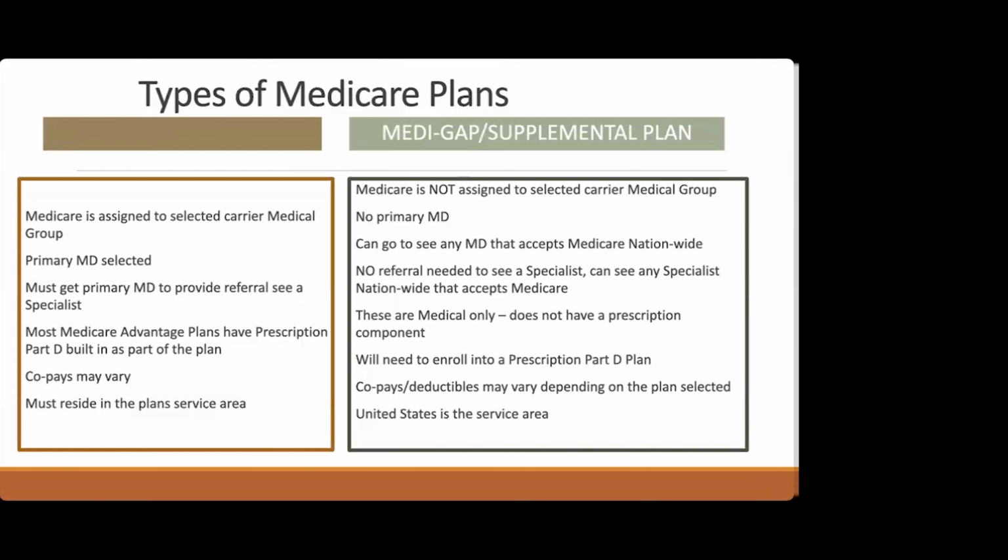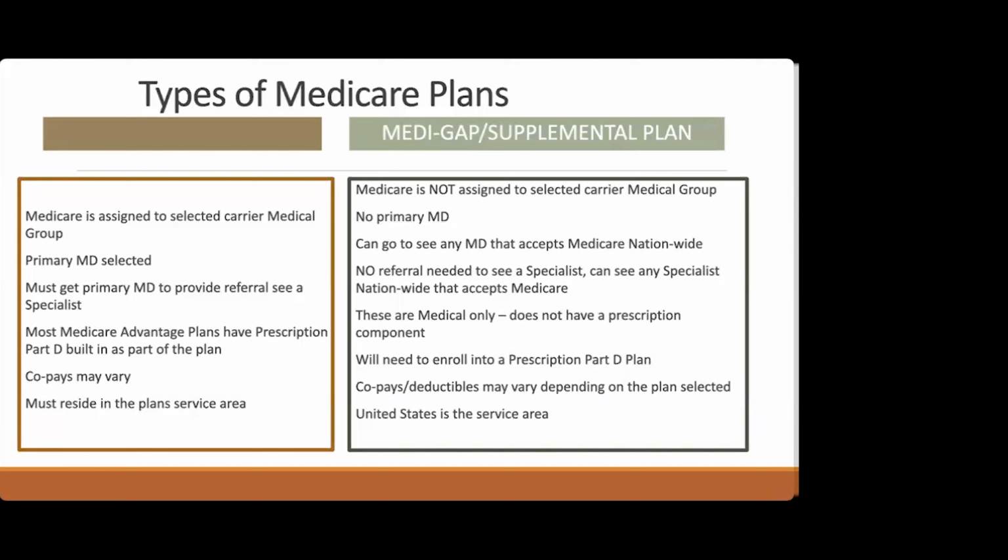Almost all of the Medicare Advantage plans that are out there also include a prescription Part D plan as part of a whole package deal. So you don't have to go out and purchase a separate prescription drug plan for Part D, and we'll talk about that in just a moment. Your copays can vary depending on the Medicare Advantage group plan that you select. For reference, our Kaiser Senior Advantage plan has a $10 copay. And you have to reside in the plan's service area.